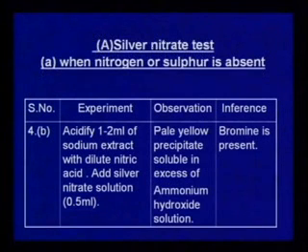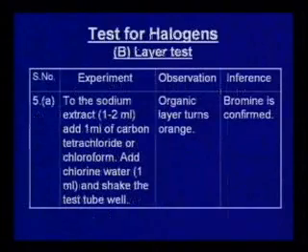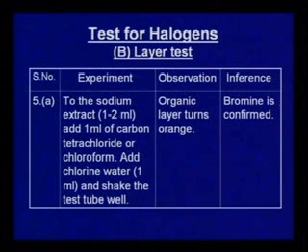And how do you record? All the experiments you have done go in the experiment column, in the observation the colors you have observed, and in the inference what is the inference from that color. Then the layer test: again, the experiment you have performed, and the observation. As I told you, 3 observations are possible, but you have to record only the one you are getting. Either your organic layer will turn orange or violet, or there is no color change in the organic layer. Whatever observation you get, record only one.